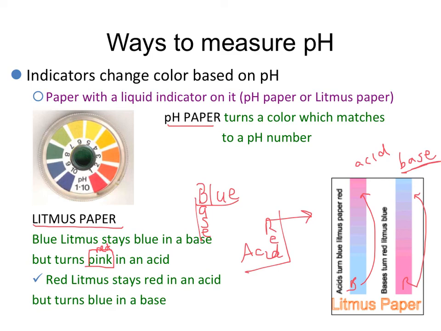The other type of paper indicator we have is pH paper, and you would just tear off a segment of this paper, put it into the solution. It turns a color which matches to a pH number. So let's say we get this color, we know that's a pH of 3, and you can go back to your pH scale and determine that pH of 3 is acidic.